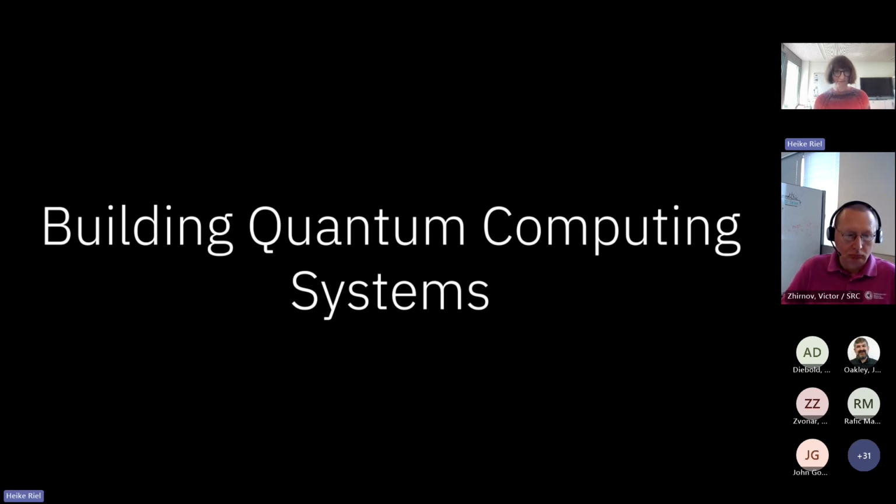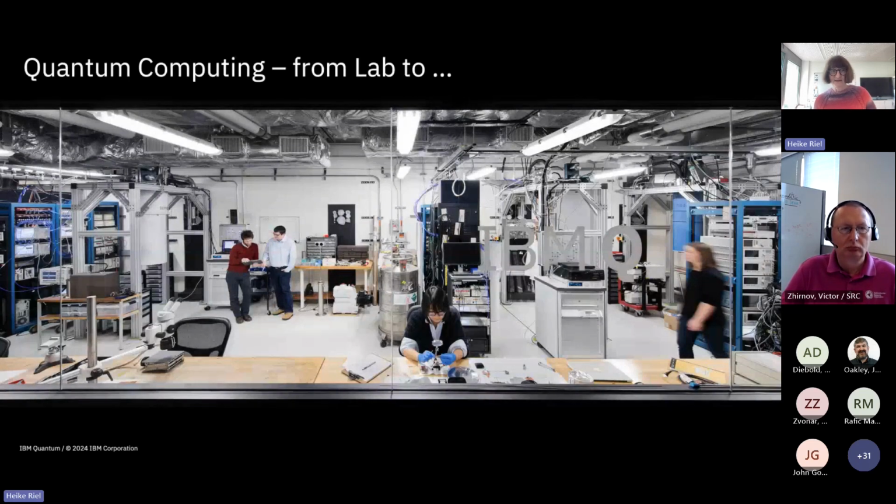And this is a typical quantum computing lab. You see it looks like a true physics lab. You see here, I don't know whether you see my mouse, I hope, you see here the fridge. This is for cooling down the superconducting qubit chip in this case. You see lots of electronics in the back and lots of control, etc.